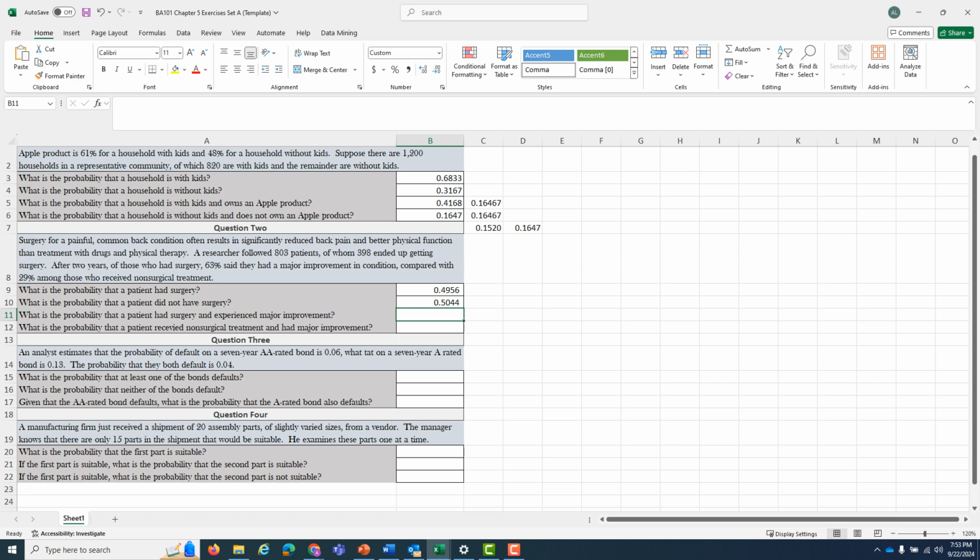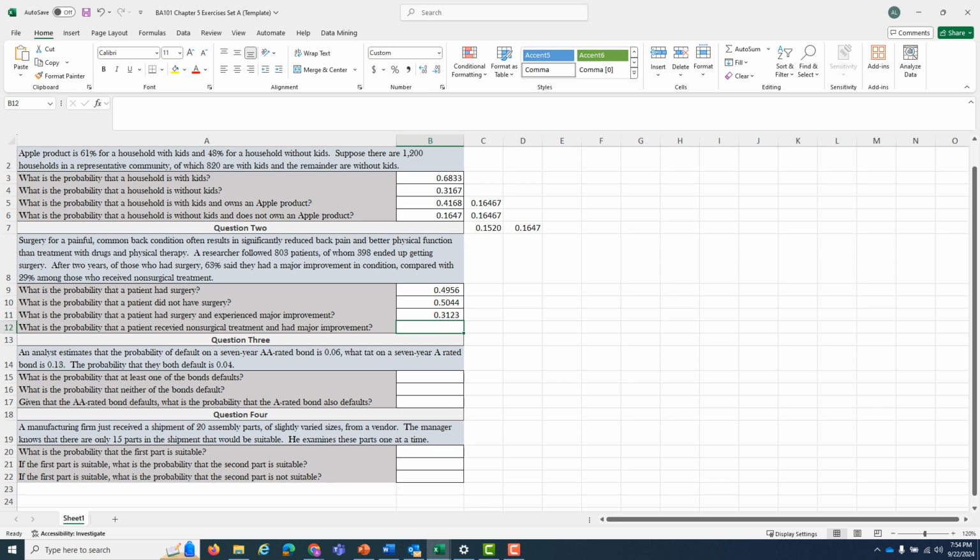So we can take the probability that somebody had surgery, 0.4956, and multiply it by the probability that someone who would have surgery would show major improvement, which is 63%. And that comes out to 31.23. So 31.23% of our sample is people that had surgery and experienced major improvement because of it. And going forward, when we're pitching the product, that's the percent of our overall population we could expect to meet this criteria during an upcoming period.